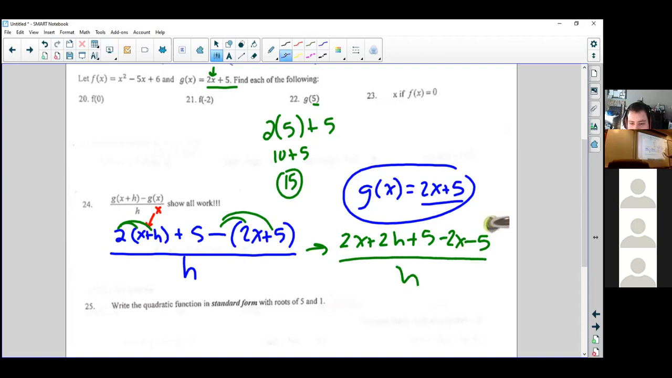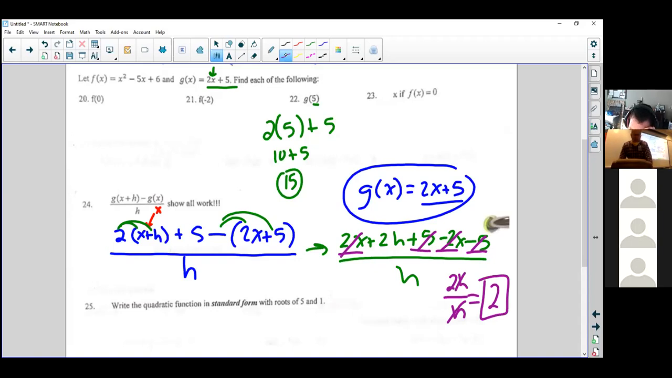You're going to look for your like terms and cancel. So 2x and negative 2x cancel each other out. Positive 5 and negative 5 cancel each other out. So you wind up with 2h over h. Well, the h's cancel out, so your resulting answer is 2. So there's a lot of meat and potatoes with that one. If I gave you something like that on a quiz, I would have a worked out similar version up on the board so you could take a look at it, okay?